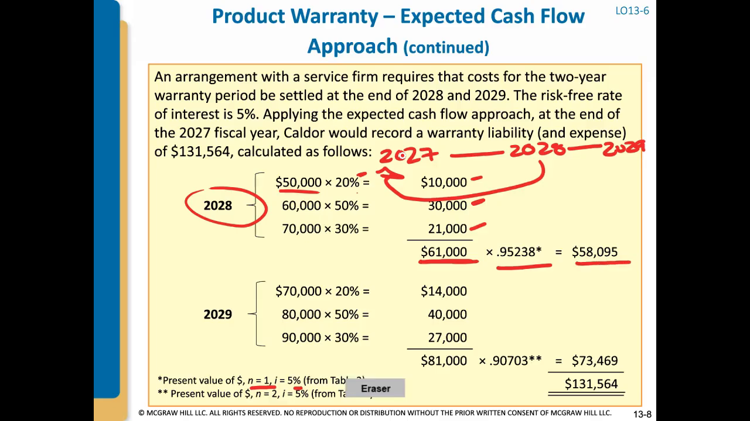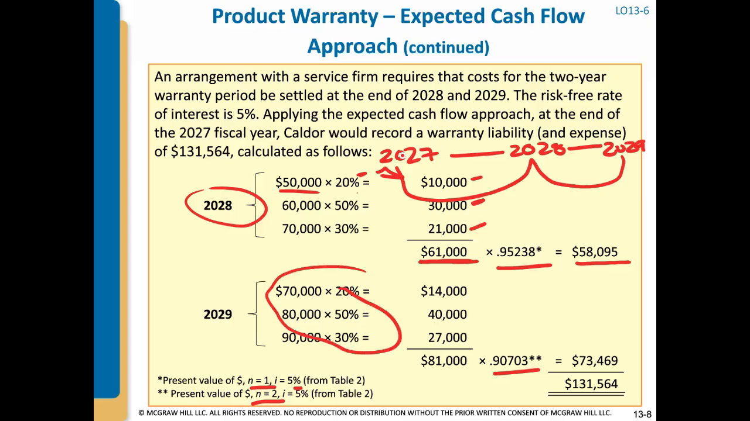For 2029, n equals 2. The number of periods that we're present valuing is 2 years, because I'm going to go 1 and 2. So that's why for 2029, n equals 2 when you're using the present value of a dollar table. And that gives us 0.90703. We take the probabilities right here and multiply them out and add them all together. And so our 2029 product liability under this expected cash flow approach is 73,000.